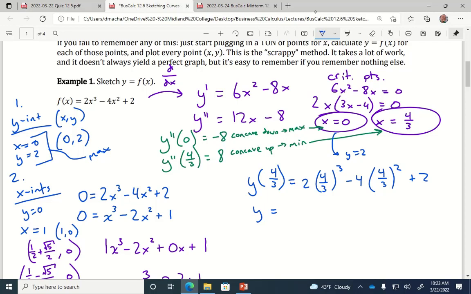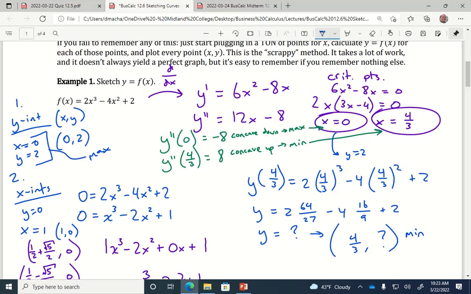So 4 cubed is 64. 3 cubed is 27. 4 squared is 16. 3 squared is 9. There's not a lot of simplifying you can do, but you would have a calculator. You would have a TI-30 on your exam, so you could plug these values into your calculator and figure out what the y coordinate is whenever x is equal to 4/3. And so you would have the coordinate pair 4/3, comma, whatever that y value is for your minimum.